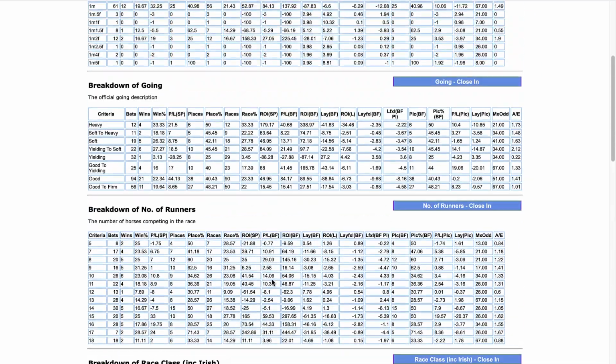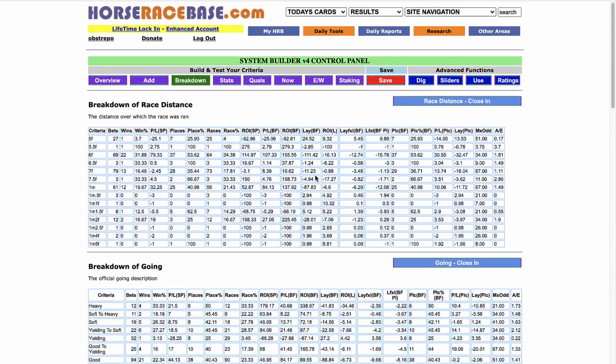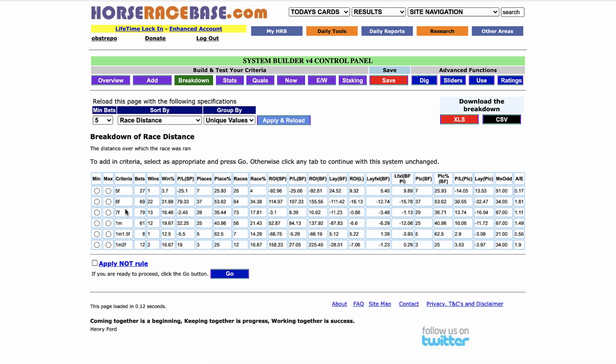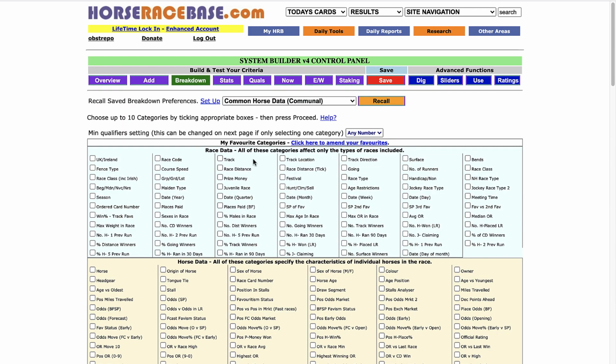So the first one seemed to be the most significant, which was the race distance. 25 points saved by excluding the 5 furlong sprints, and he does seem to have a very poor record in the 5 furlong sprints, only 3.7% strike rate. I'd be quite happy to exclude that one. That seems to have only thrown up a few of the categories. What I'm going to do is put it back in as a criteria, race distance.